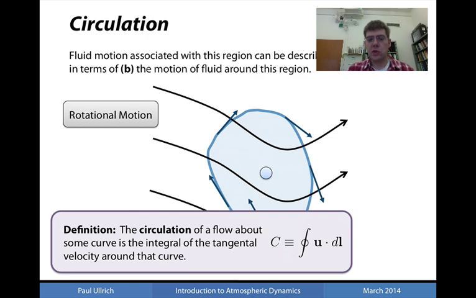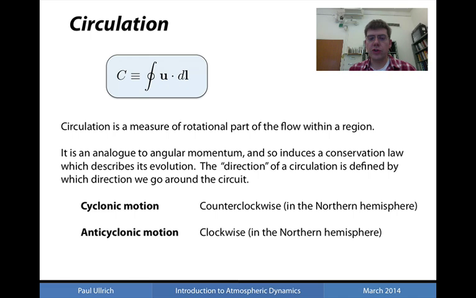Rotational motion is associated with circulation of the flow. So a particular region has a corresponding circulation associated with it, which is equal to the contour integral around the outside of the region of the velocity field dotted with a tangential vector along the region's boundary. So circulation is effectively a measure of the rotational part of a flow associated with a particular region. It is an analog to angular momentum of the flow, and so induces a conservation law associated with angular momentum, which we will see later in this chapter.